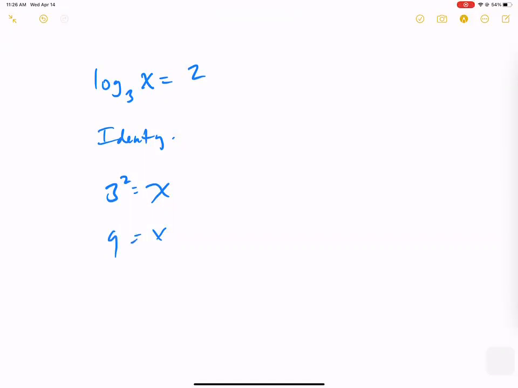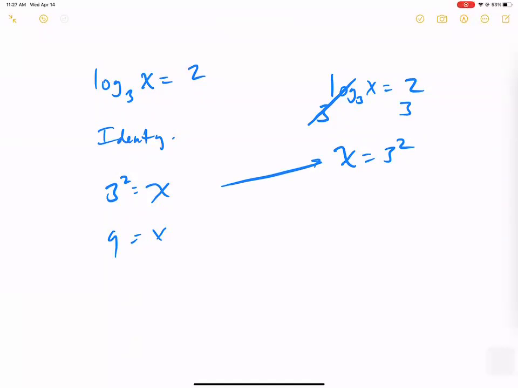Or we could use exponents on both sides. This is more like the algebraic approach. So if I use 3 to both sides, the log and the exponent cancel out, the base cancels out, leaving me just x equals 3 squared. Very similar, but one uses algebra, the other one just uses a straight identity.